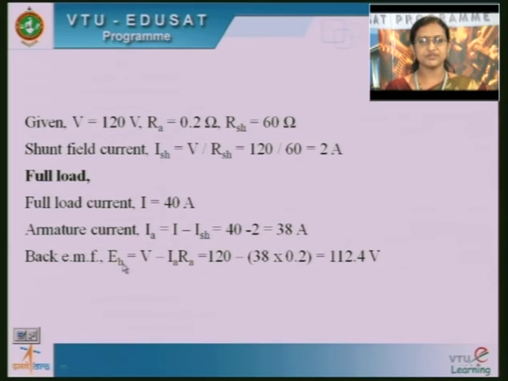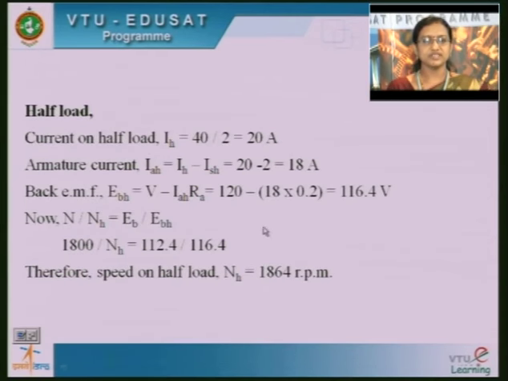Now, we have the equation for back EMF in terms of the supply voltage, E_B is equal to V minus I_A R_A. Substitute the values. So, the E_B in the first case under full load condition we are getting is 112.4 volts. Now, we will see what exactly we get for E_B in case of half load condition.